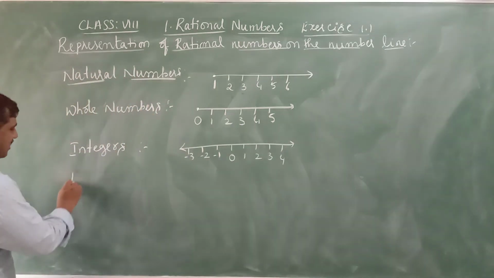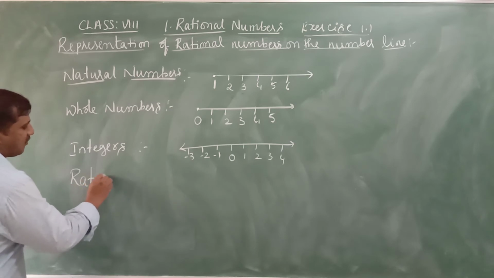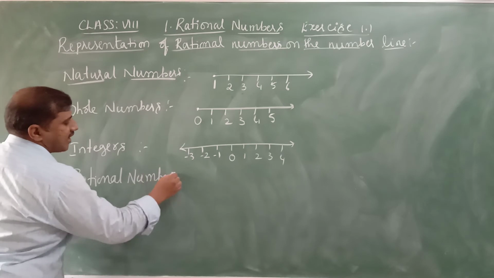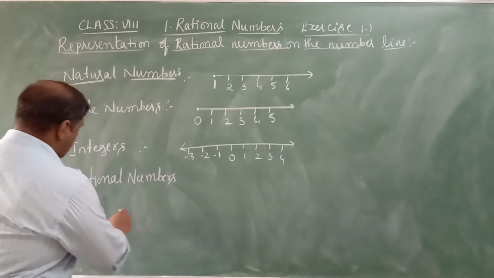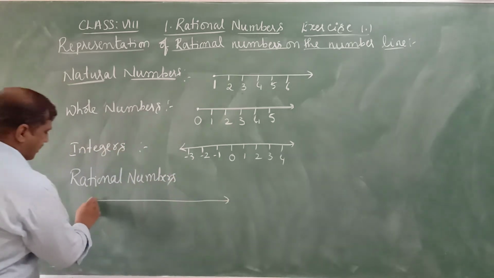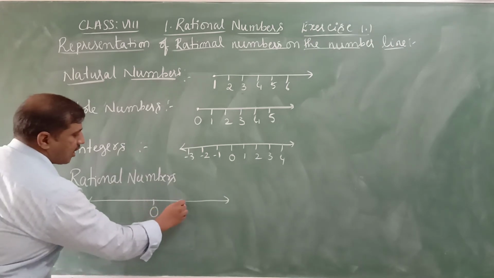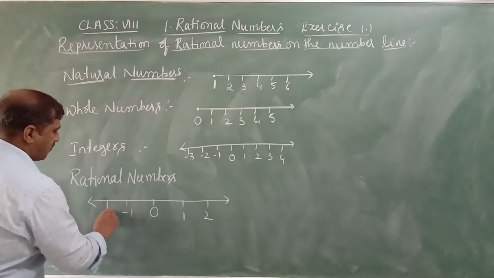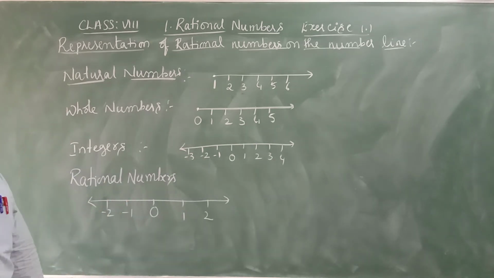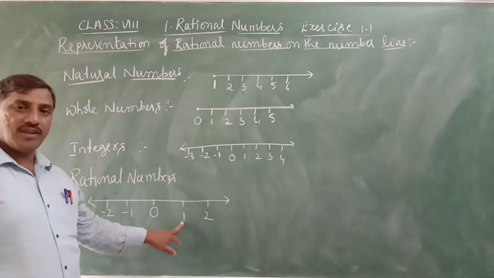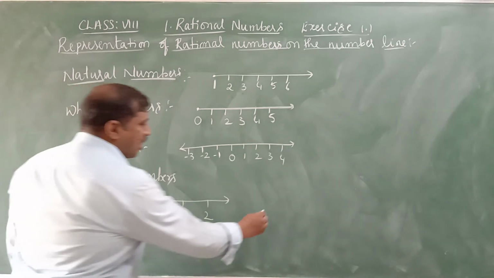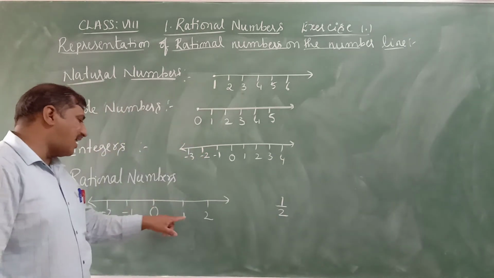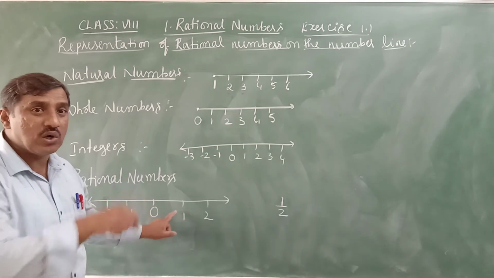Now how do we represent rational numbers? Rational numbers are infinite and we have the number line like this. This is 0, this is 1, this is 2, and this is minus 1 and minus 2. All these are rational numbers. Between 0 and 1, we can represent rational numbers. For example, 1 by 2 is more than 0 and less than 1, which means it lies between 0 and 1.